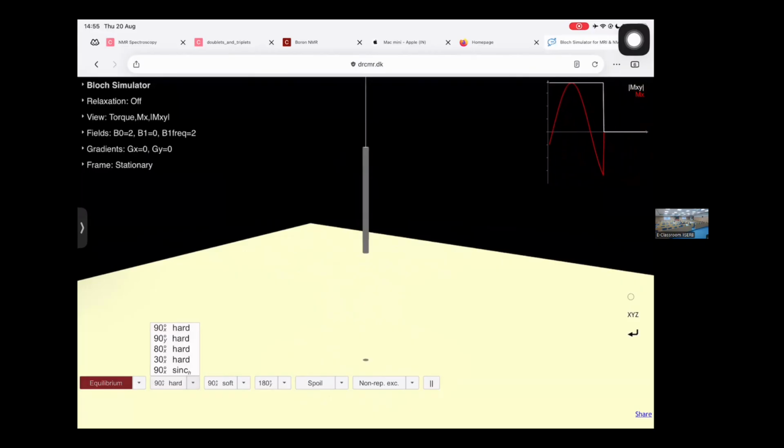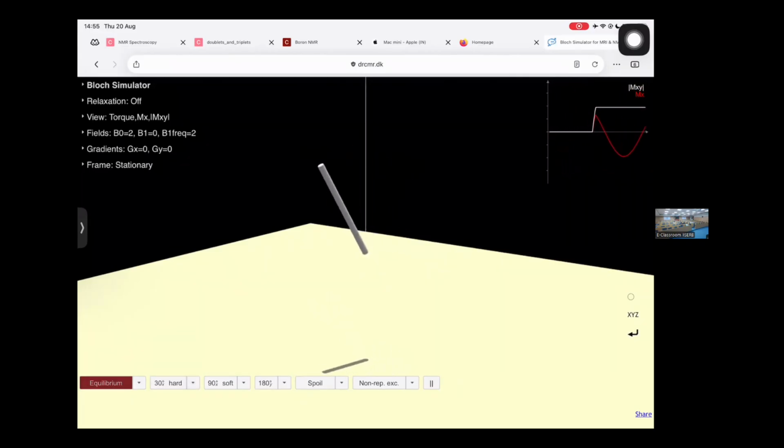Now you will see when I say 30-degree hard pulse, the length of the gray shadow is lesser than what you had for 90 degrees. Okay, so basically I hope you guys are able to understand. You start from equilibrium and you can apply any theta pulse along a given axis.